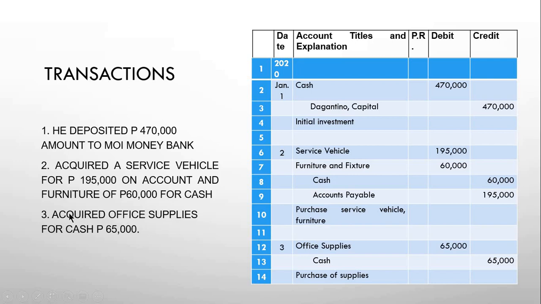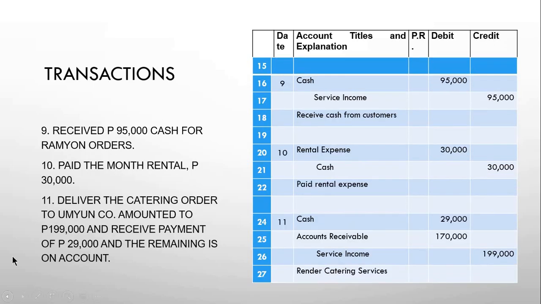Okay? Now, for January 3, acquired office supplies for cash, 65,000. So, bumili ng office supplies for cash, 65,000. So, naka-receive siya ng office supplies, debit kasi asset, credit cash kasi binayaran niya for cash. This transaction is an exchange of asset, no? Amounting to 65,000. Ayan. Again, dapat debits equal credits. Okay? Now, let's proceed to the next transactions.